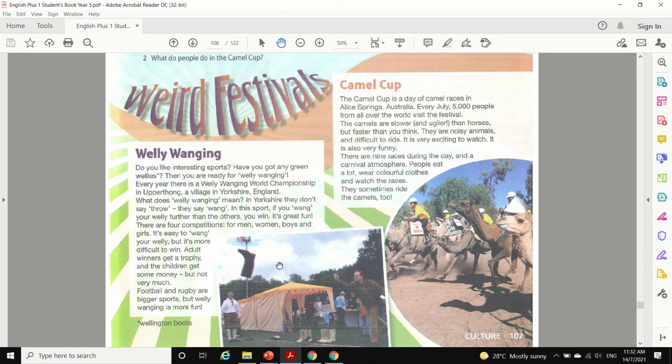And for adults, they will get the trophy. But for children, they will get some money. They won't present them a trophy, but they will present them money, but not much. Maybe 10 pounds, 20 pounds, 100 pounds, and so on.